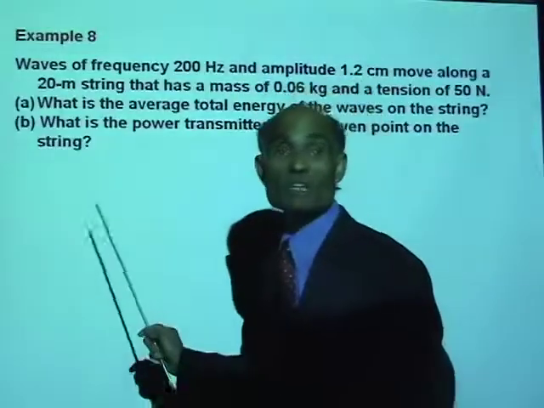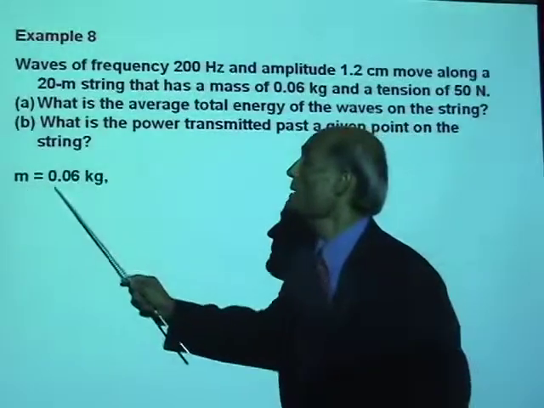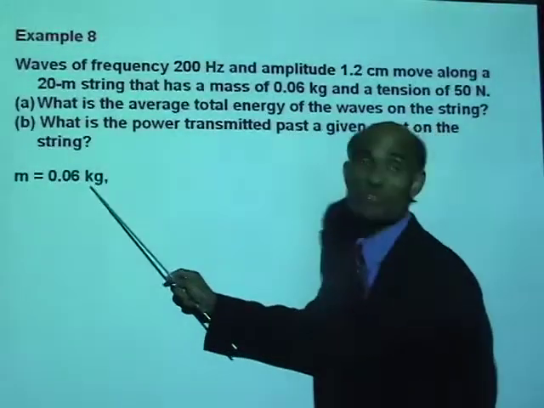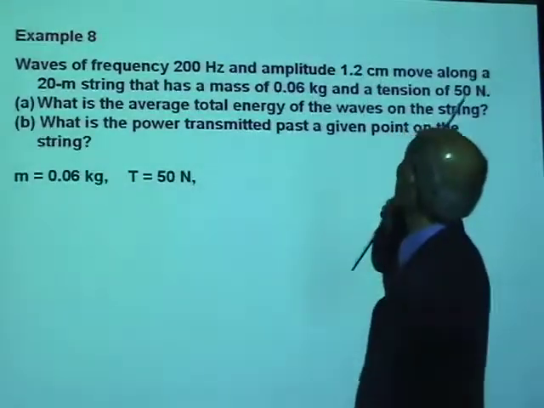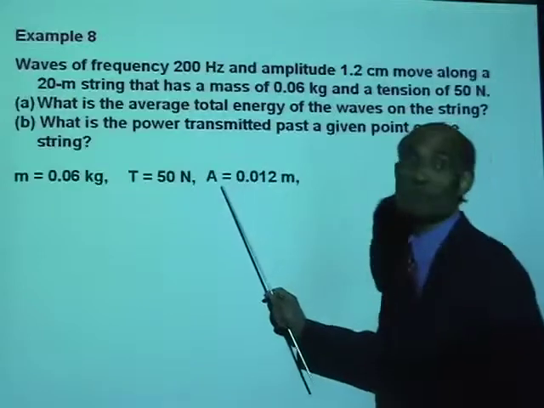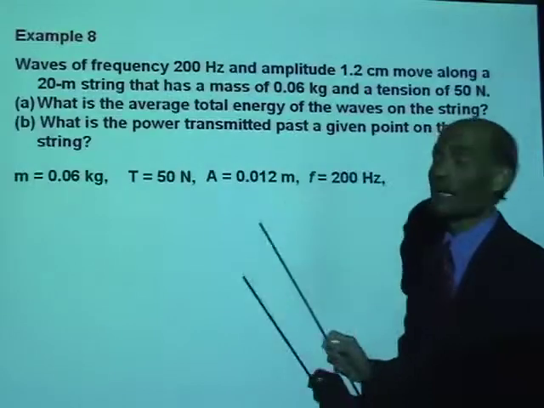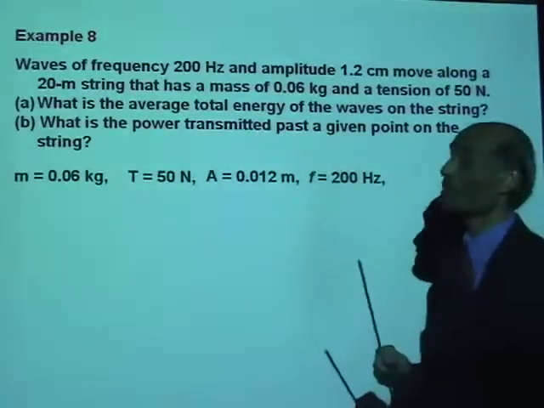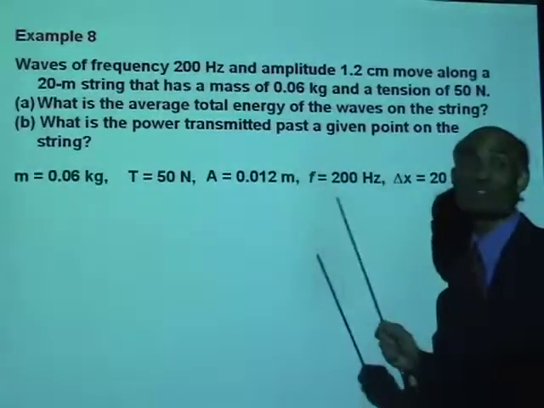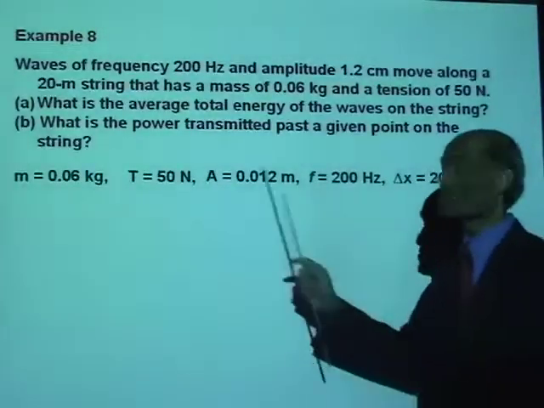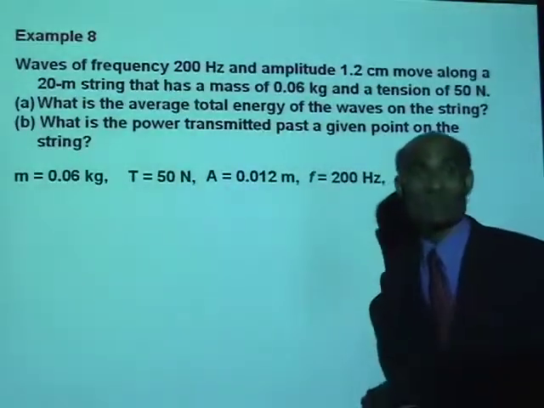Alright, the first thing we need to do is to pick our data. What are the given data we have? M, the mass, is 0.06 kilogram. The tension is 50 Newton. Amplitude of vibration is 0.012 meter. The frequency is 200 Hertz. And delta x, the length of the string, is 20 meter. So you can see what good it does, picking up all the data.